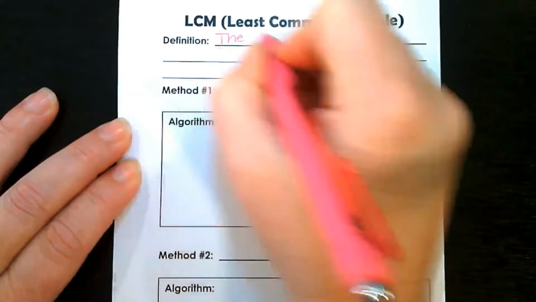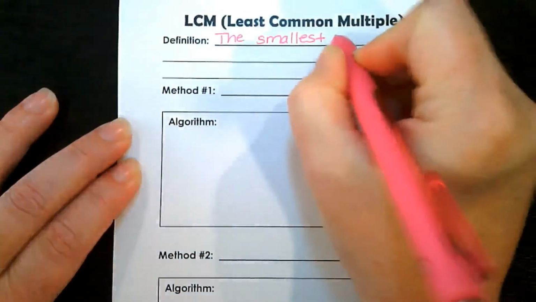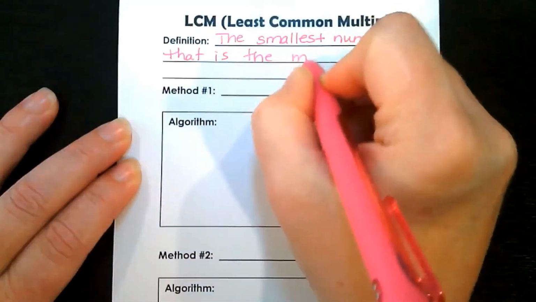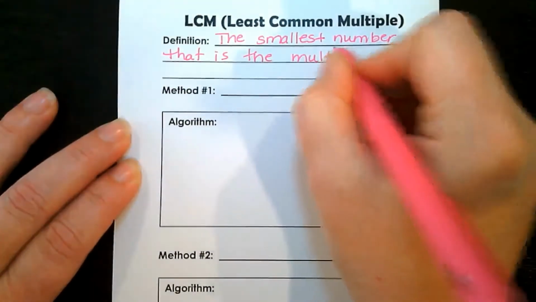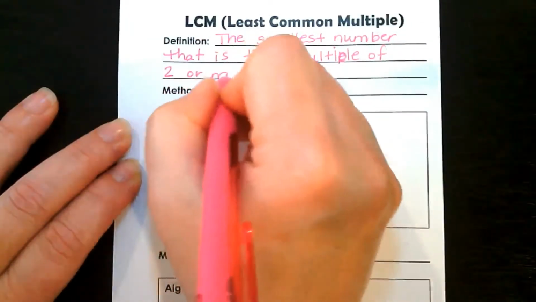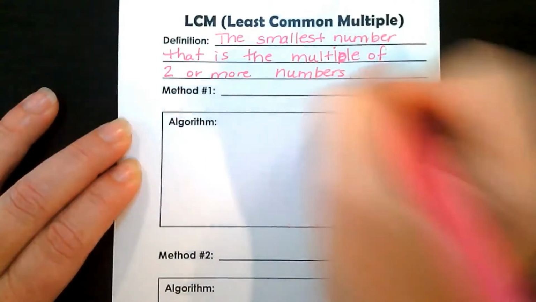Let's start with the definition. The definition of LCM is the smallest number that is the multiple of two or more numbers. So let's take a second.